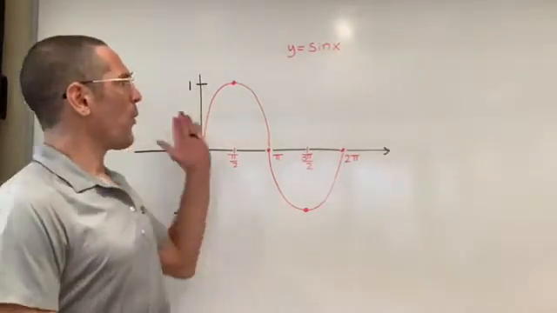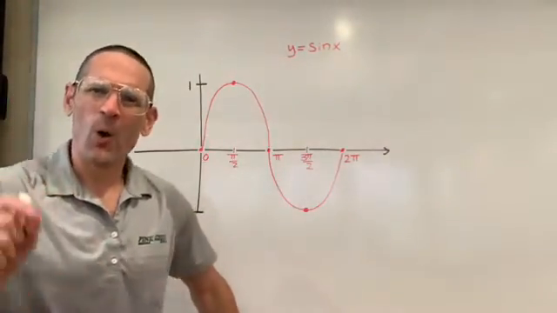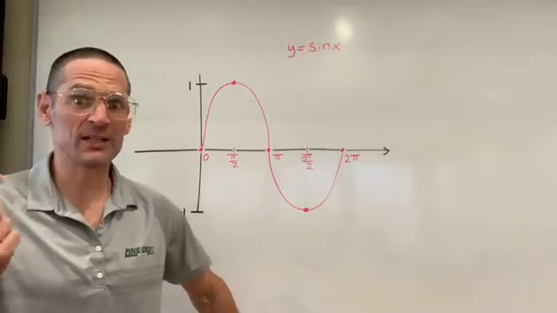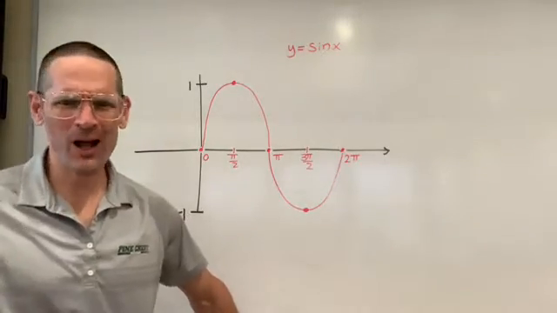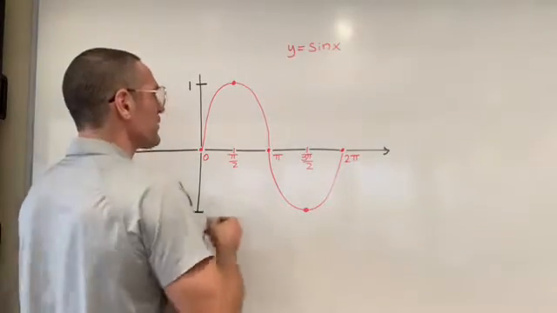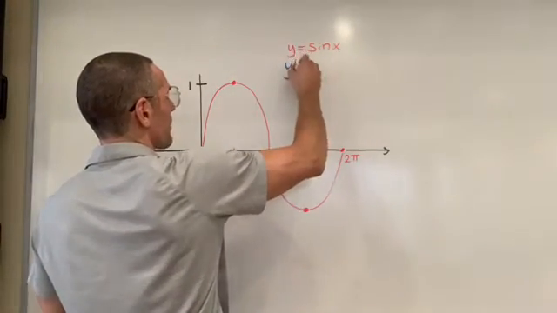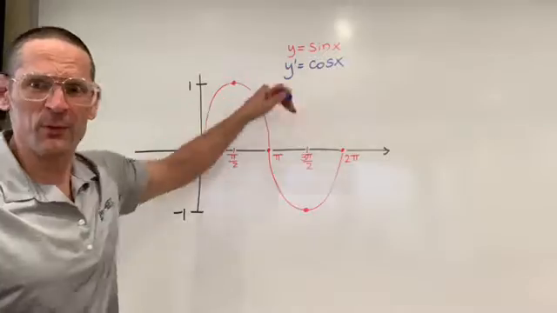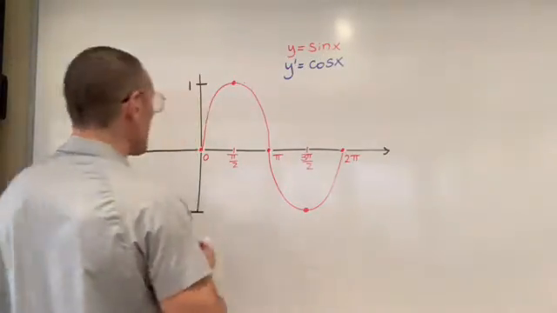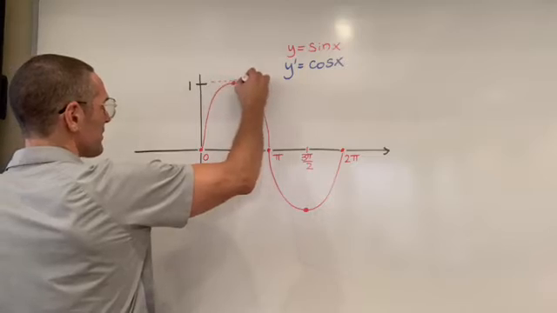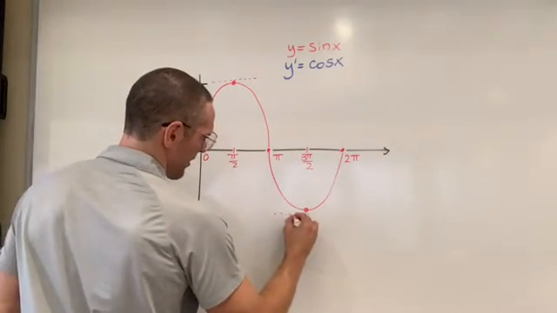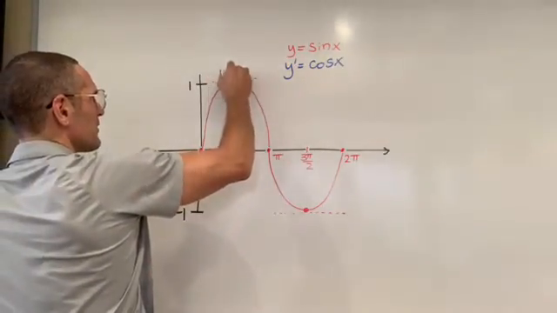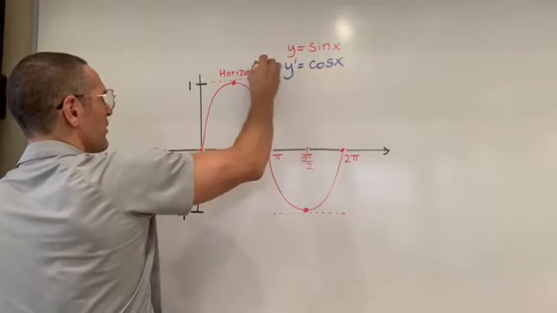Here is the graph of y equals sine x, and we're trying to figure out why the derivative of sine x is cosine x. Well, don't forget, when we say y prime is cosine x, we're finding the slope of the tangent. So the first thing I want to talk about is the slope of the tangent right there and right there. Hopefully you can see that we have horizontal tangent lines.